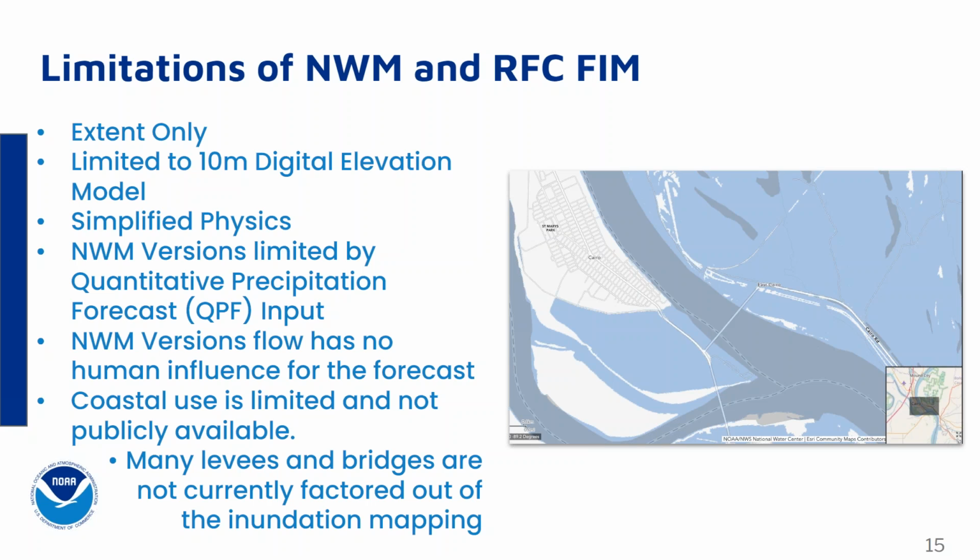There is also no human influence. So basically, no hydrologists or forecasters are going in and mucking with the forecast to fix any issues that are happening on the fly, okay? Now, the RFC flood extent map is based off of a human's forecast, but the National Water Model versions are not. There is coastal use, but it is limited.